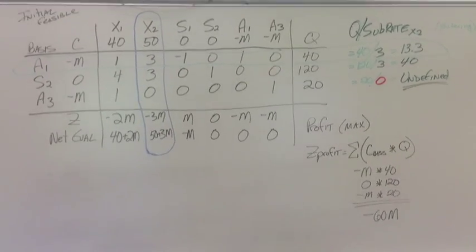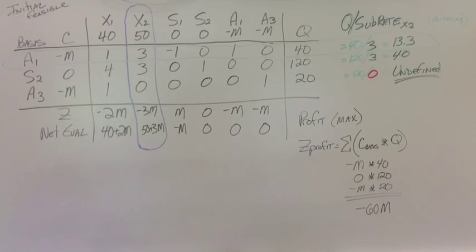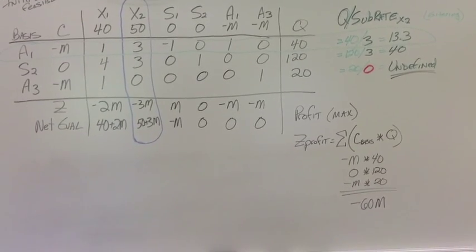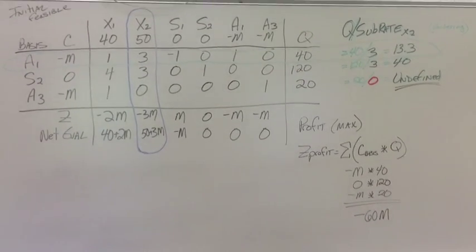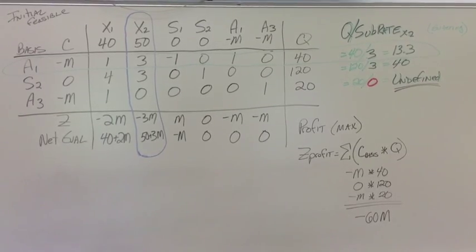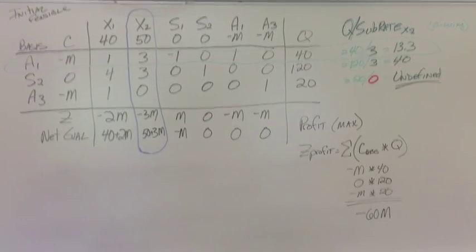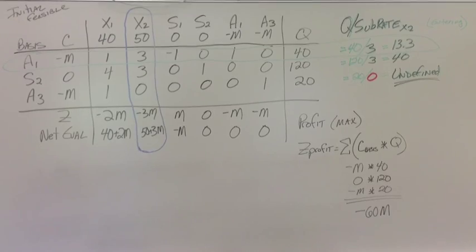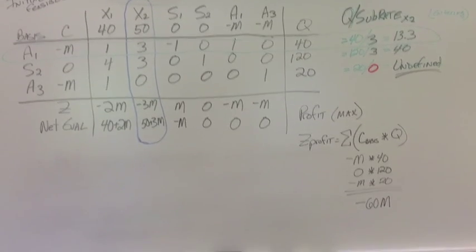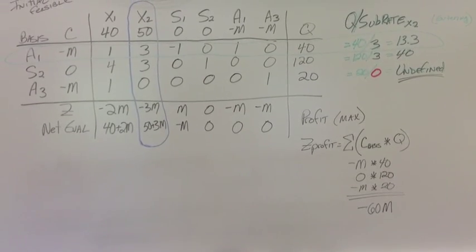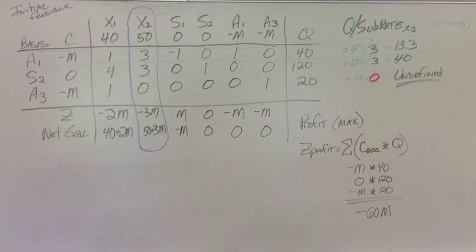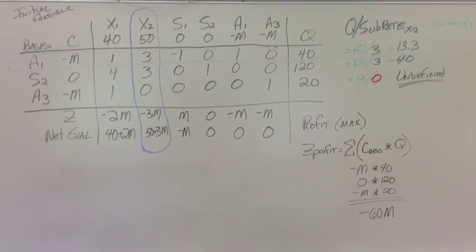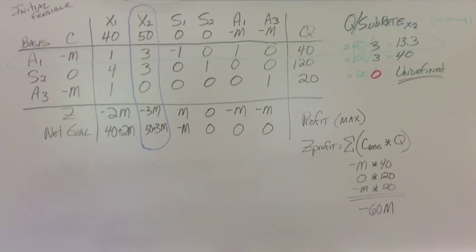If I multiply those through and sum them up, I get negative 60m. Since we're starting at 0, 0, we haven't produced anything, it's telling us we're just out our fixed costs there. But again, since m is kind of just a placeholder, we really can't say how much of fixed cost we have here.